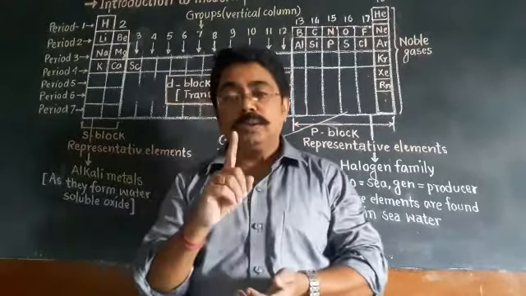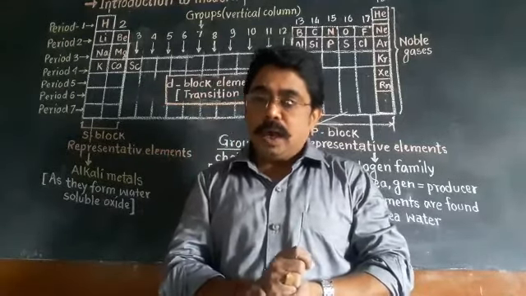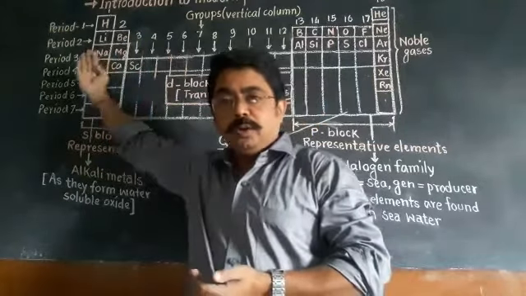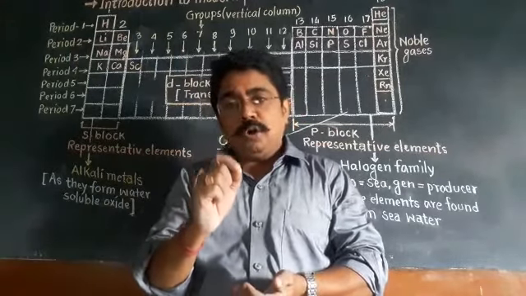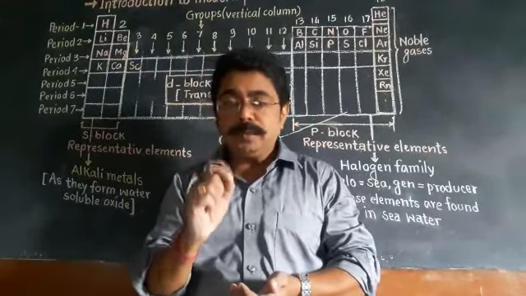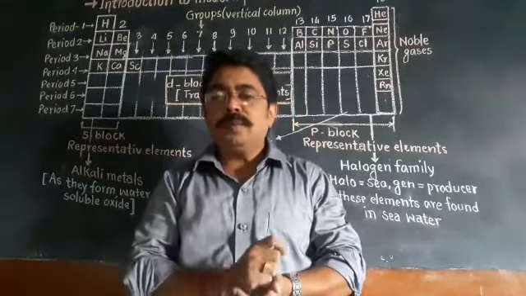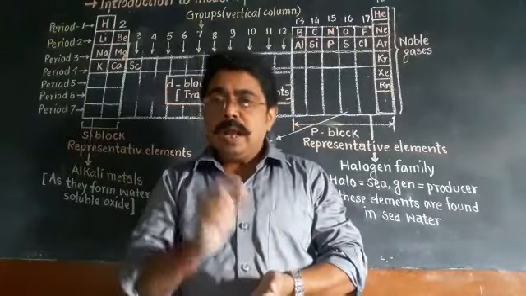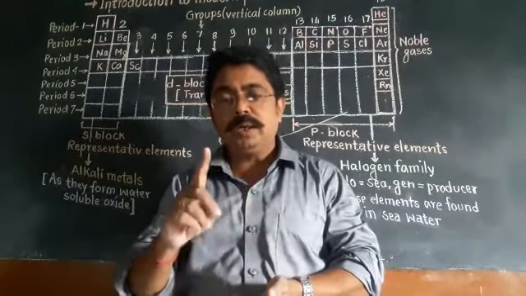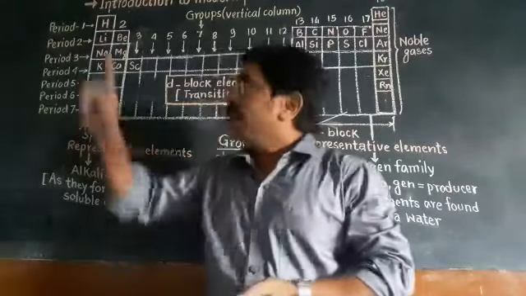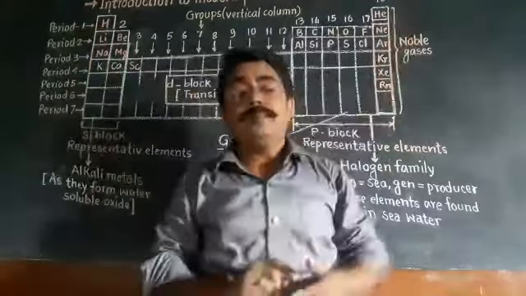Please pay attention once again, I repeat. The maximum number of electrons in a period, a horizontal row, is always equal to the capacity of the orbital, the capacity of a particular orbital to hold the maximum number of electrons. First orbital is s orbital. S orbital contains how many? 2 electrons only. Since s orbital contains 2 electrons, therefore first period has two elements, hydrogen and helium.